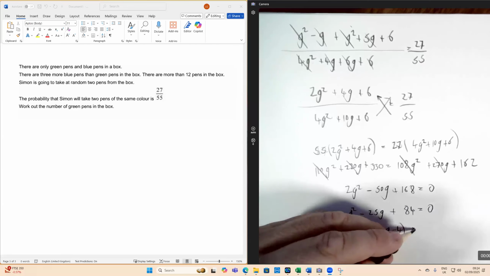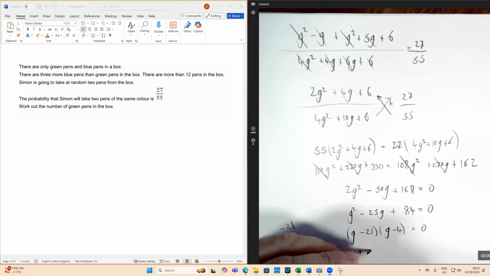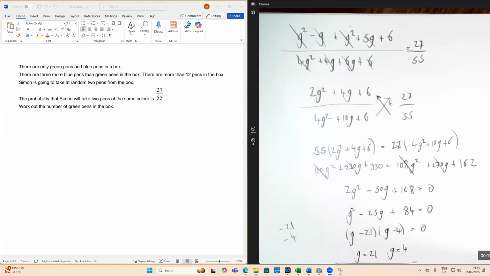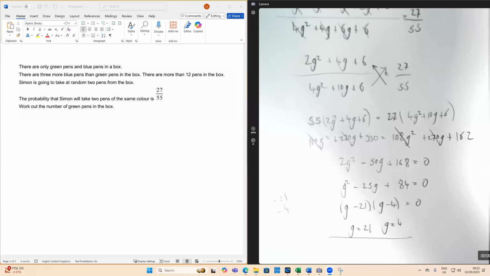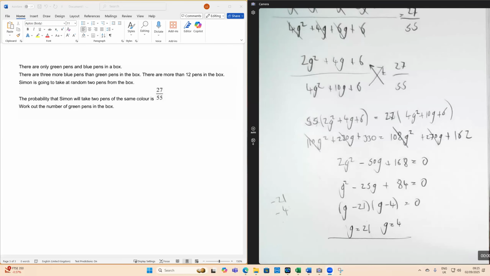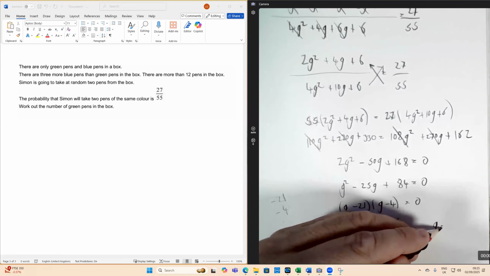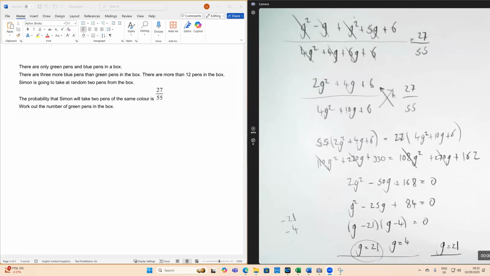Okay, perfect. Which means the number of pens in the box could, in principle, be 21, or it could be 4. So now we've just got to decide which one of these two is the right answer. Which one do we need to include and which one do we want to rule out? Well, we're told that the number of pens in the box is more than 12. So it has to be that there are 21 pens in the box. So our answer to that question is the number of green pens in the box is 21.